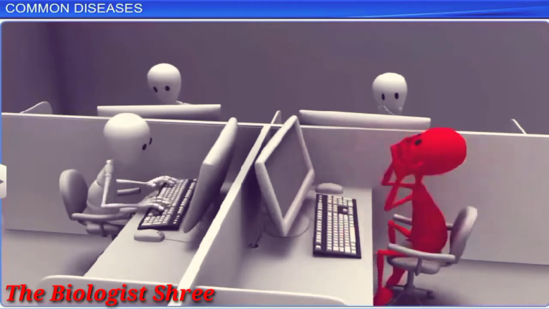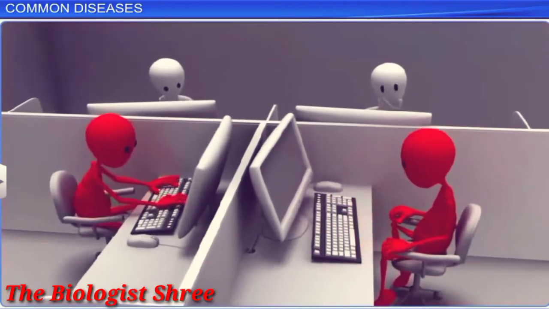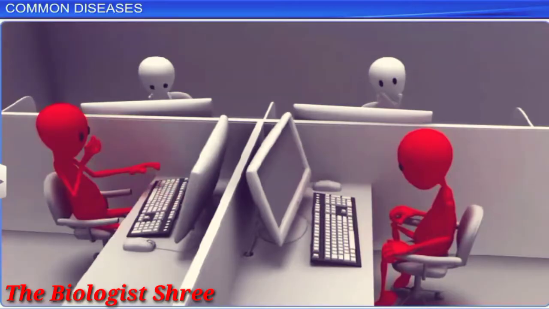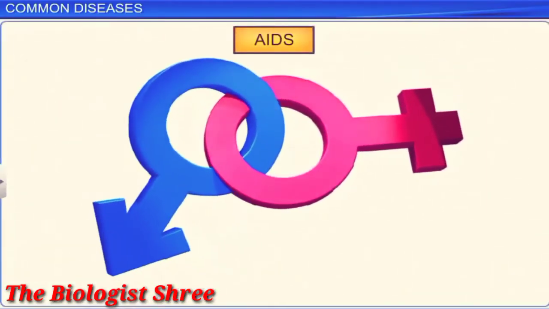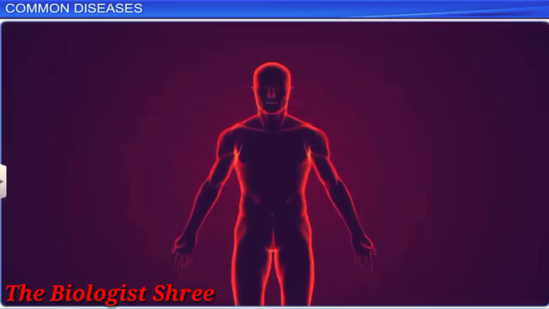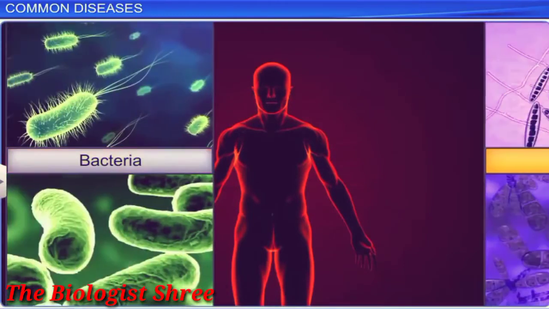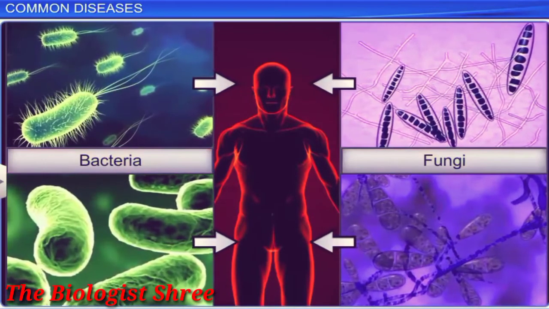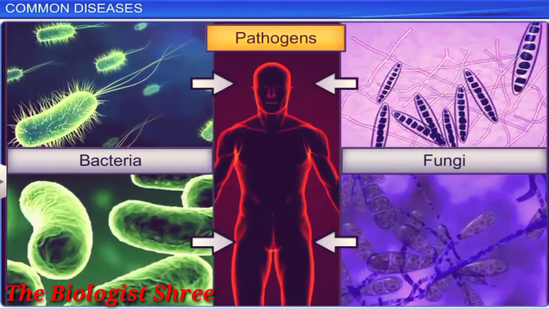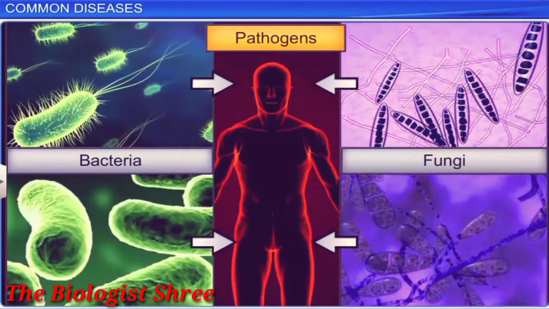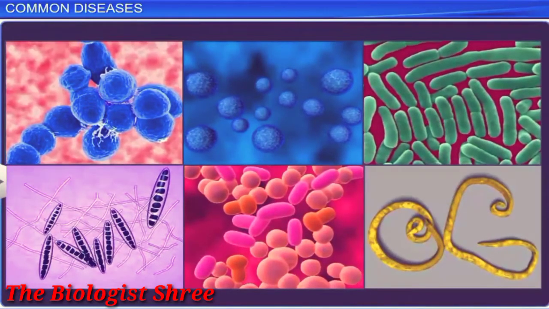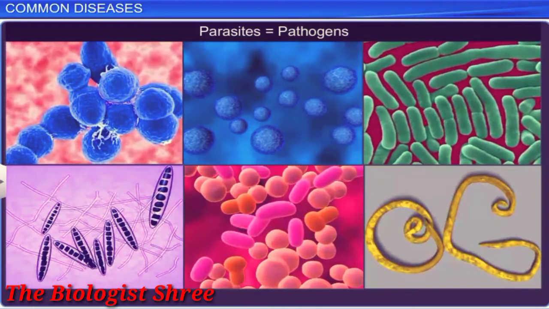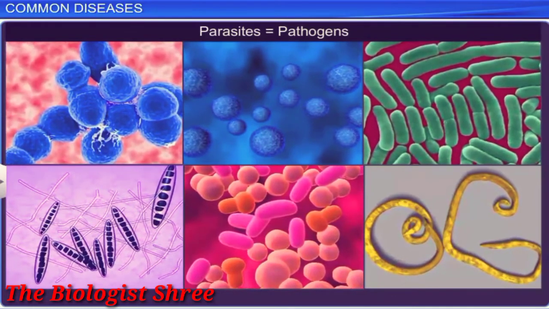While some infectious diseases, such as the flu, are very common, others like AIDS are fatal. Diseases can be caused by a variety of organisms such as bacteria or fungi. All disease-causing organisms are called pathogens. By that definition, all parasites are pathogens since they harm their host by living off them.